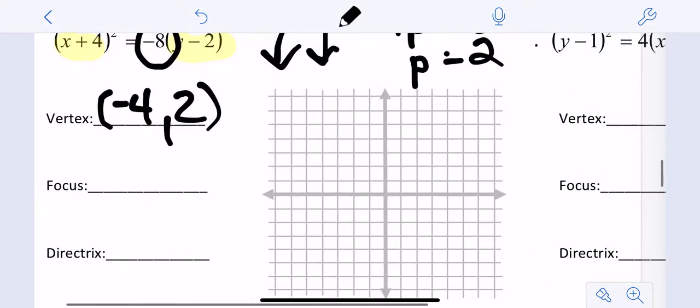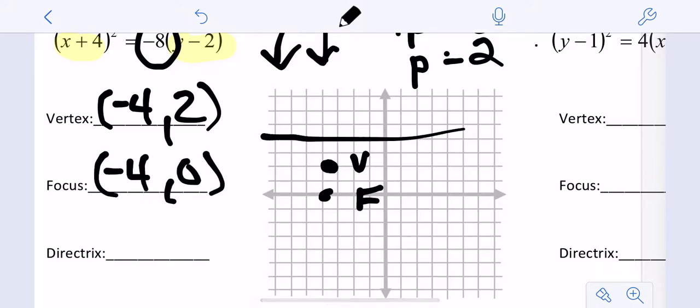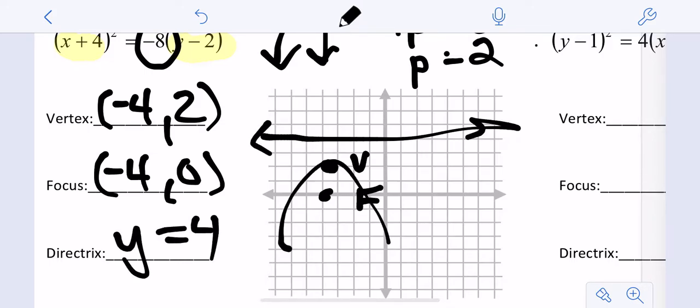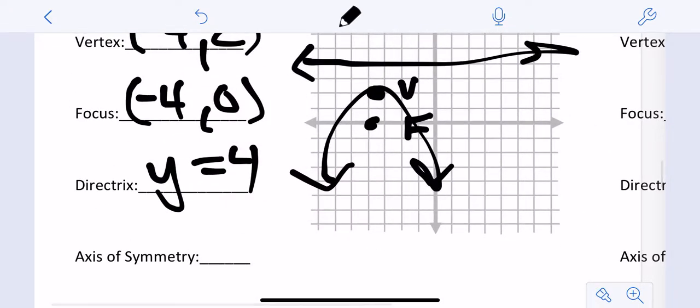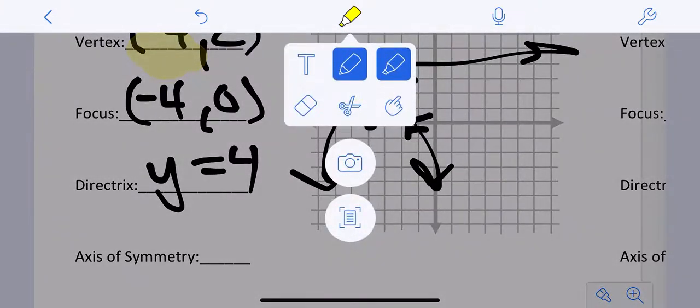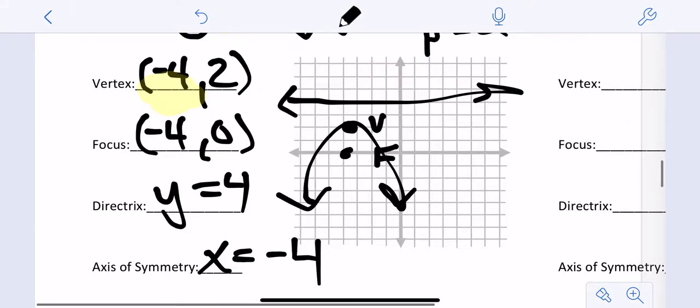So let's see where that puts us. If I put my vertex at negative 4, 2, I know this opened down, so the focus would be down 2. So that would be negative 4, 0. And the directrix would be up 2, and you're going to draw a line. So that would be at y equals 4. So it would look something like that. Now the axis of symmetry is going to go through my vertex. It's going to be a vertical line through x equals 4. Or I'm sorry, negative 4. So that would be my axis of symmetry.